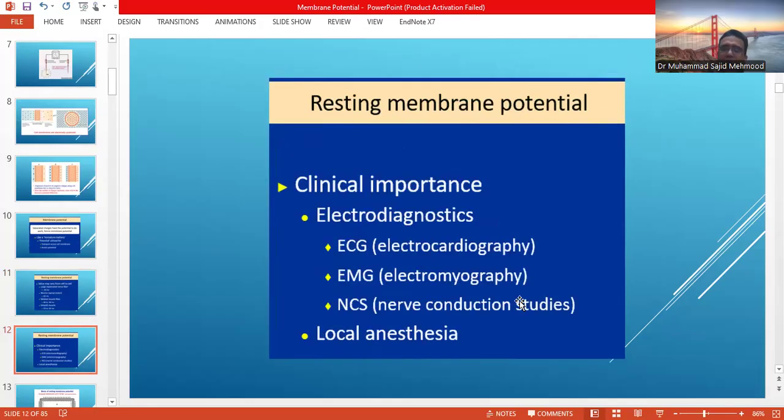In terms of clinical importance, this surface current, or the changes in the current between extracellular fluid and intracellular fluid, can be used in recording of the electrocardiography (ECG), which gives information about electrical conduction studies in the heart, and also in electromyography and nerve conduction studies, as well as there is implication of this resting membrane potential in local anesthesia.